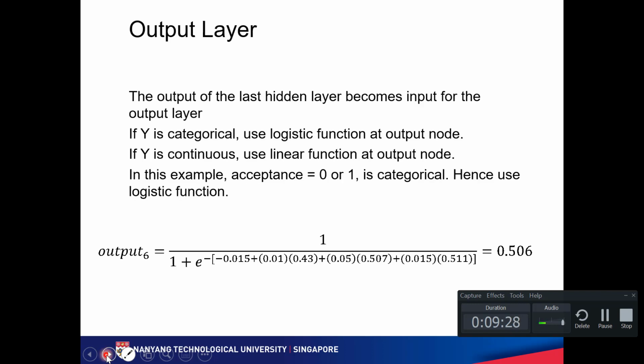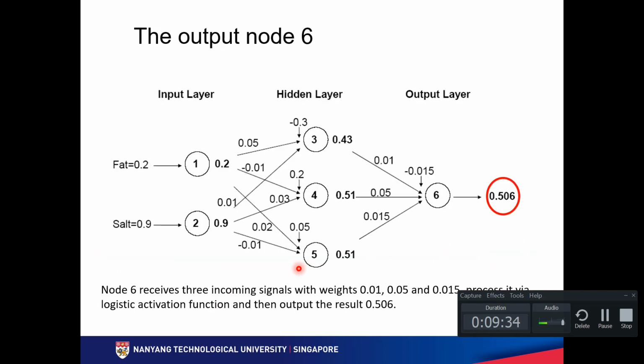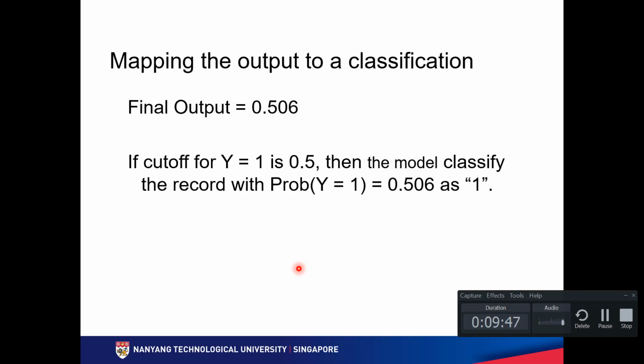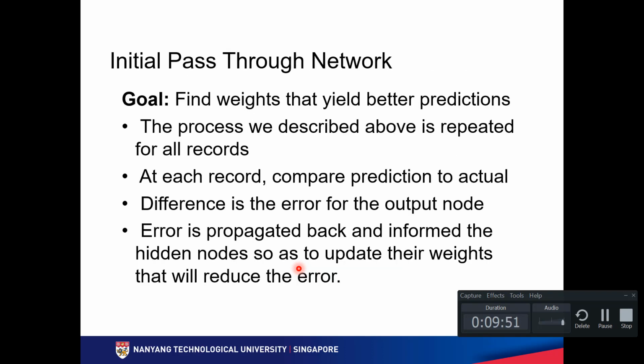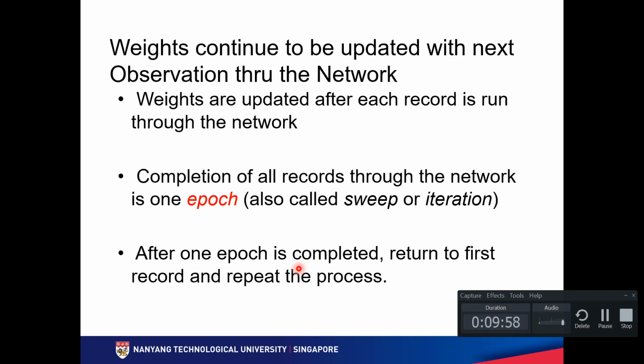So the outer layer is the same thing. You repeat the whole process, you will get 0.506. And the output node, if this is 0.506, then you know that it's different from the one that you desire, which is 1. So the difference is 0.494, right? So this is the final output, the 0.506, and then you have to do backward propagation. You have to update the weight.